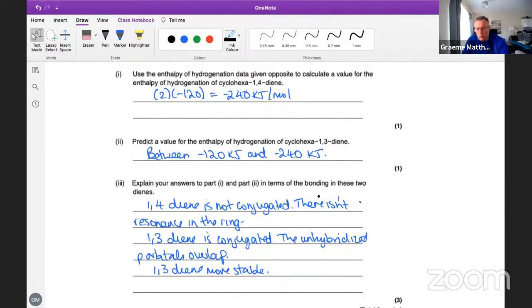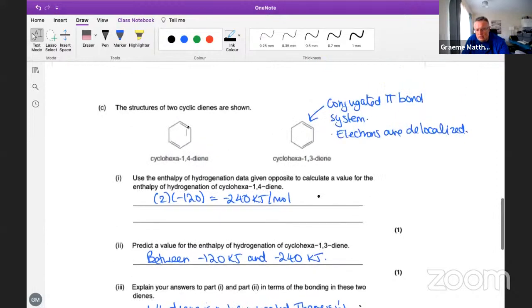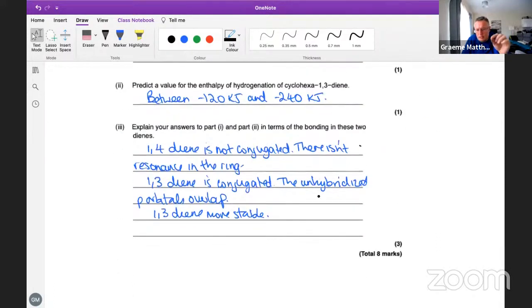On the other hand, the 1,3 diene is resonance stabilized because it goes pi, sigma, pi bond, right? The p orbitals do overlap. Therefore, you would get some more stability for the 1,3 diene.